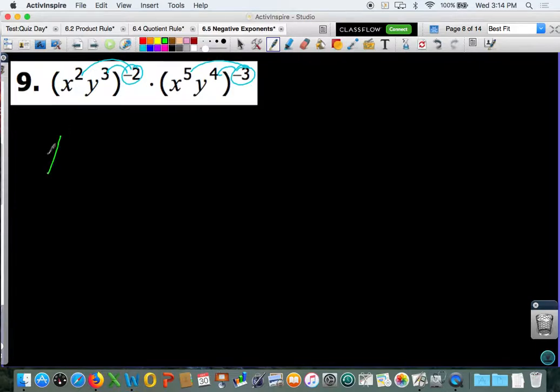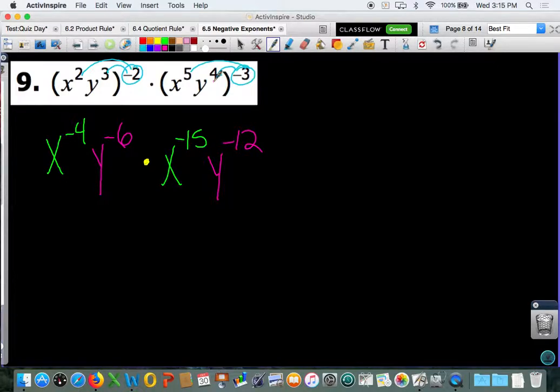So, I now have x to the negative 4 power, and y to the negative 6 power, and all of that's being multiplied by, again, I've got x, this time to the negative 15 power, and y to the negative 12 power. Again, I got all those numbers because, for example, negative 2 times 2 is negative 4, negative 2 times 3 is negative 6, negative 3 times 5 is negative 15, and negative 3 times 4 is negative 12.